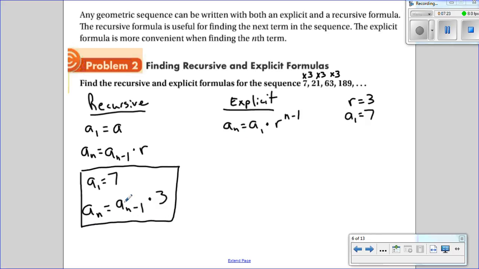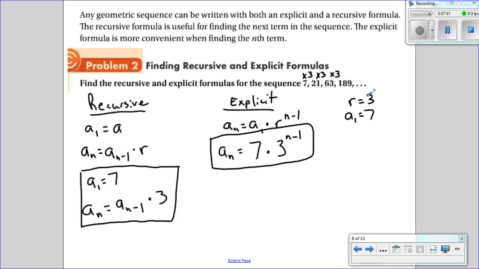Explicitly, it kind of combines those. So we have A sub n equals our first term, which is 7, times 3 to the n minus 1. And that right there is our explicit formula. So again, the biggest thing is finding out what the common ratio is and finding out what the initial value is, and then forming the recursive and the explicit formula.